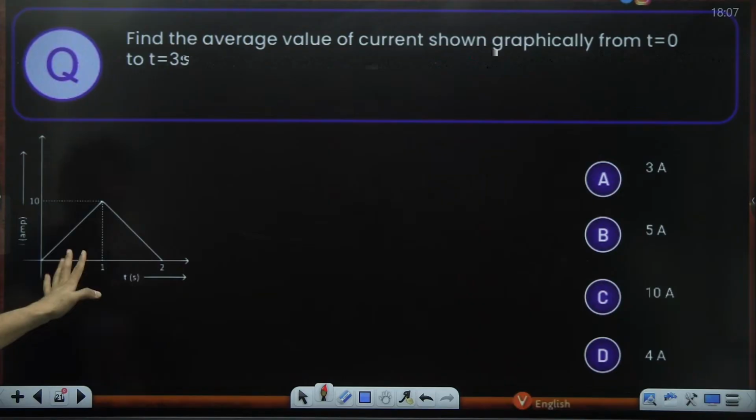Two wires of same length are reshaped into a square and a circle. If they carry the same current, the ratio of the magnetic moment is.